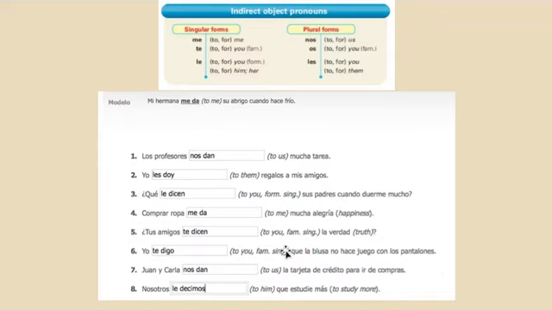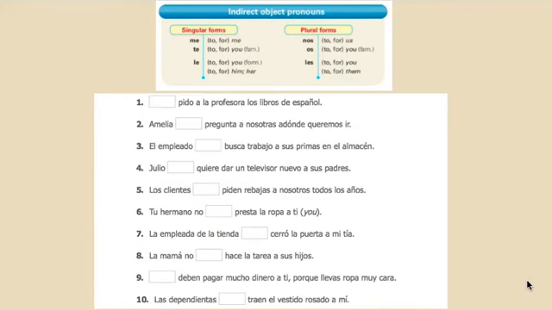¿No? Juan y Carla nos dan la tarjeta de crédito para ir de compras. Juan y Carla, or ellos, dan. To whom do they give? To us corresponds to nos. Juan y Carla nos dan la tarjeta de crédito para ir de compras. And last one, nosotros le decimos que estudie más. We tell him. To whom do we tell him? No. Nosotros le decimos que estudie más.